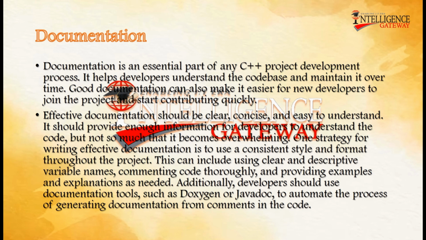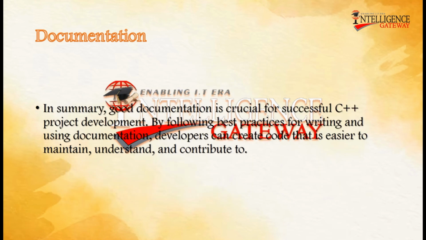One strategy for writing effective documentation is to use a consistent style and format throughout the project. This can include using clear and descriptive variable names, commenting code thoroughly, and providing examples and explanations as needed. Additionally, developers should use documentation tools such as Doxygen or Javadoc to automate the process of generating documentation from comments in the code. In summary, good documentation is crucial for successful C++ project development. By following best practices for writing and using documentation, developers can create code that is easier to maintain, understand, and contribute to.